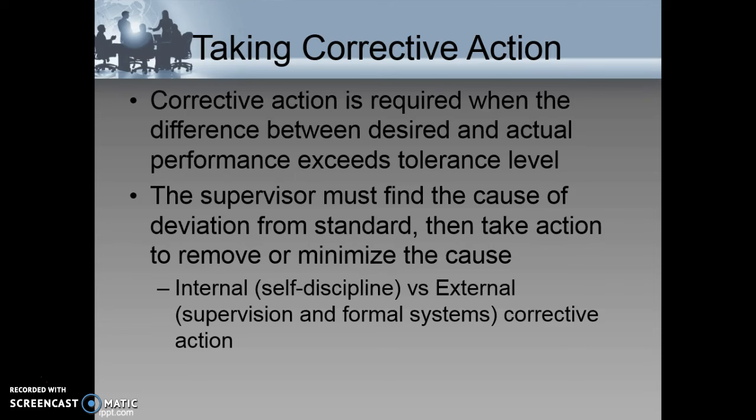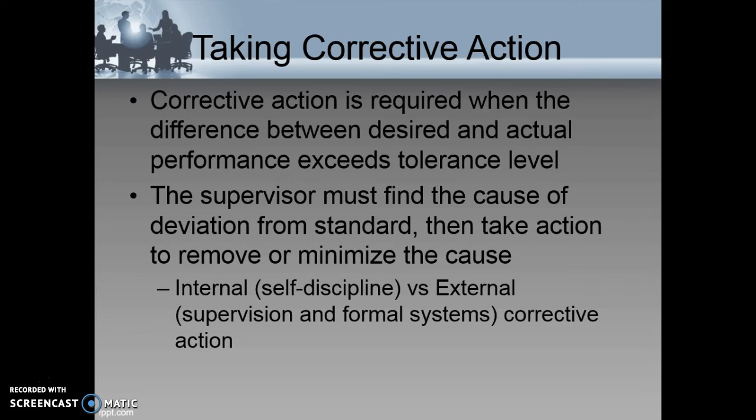This is required when the difference between the actual performance and the desired performance exceeds our tolerance level that we set out during our planning portion. The supervisor must find the cause of the deviation. Why did we all of a sudden produce much less? Why all of a sudden is our attendance much lower? Why all of a sudden have we lost sales, right? Then we need to take action to remove or minimize that cause.